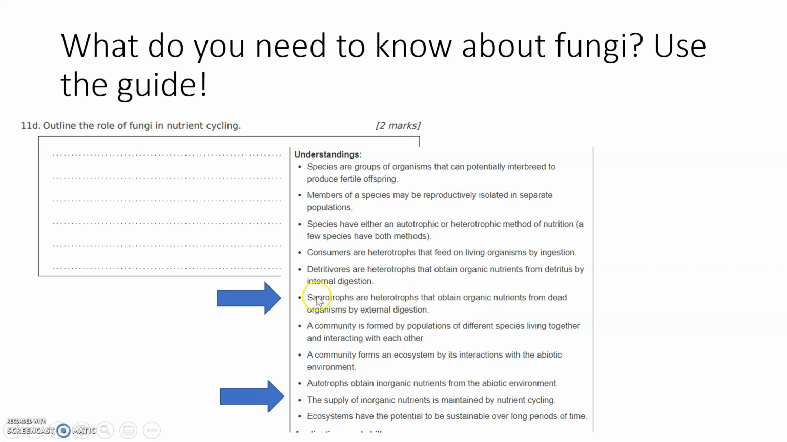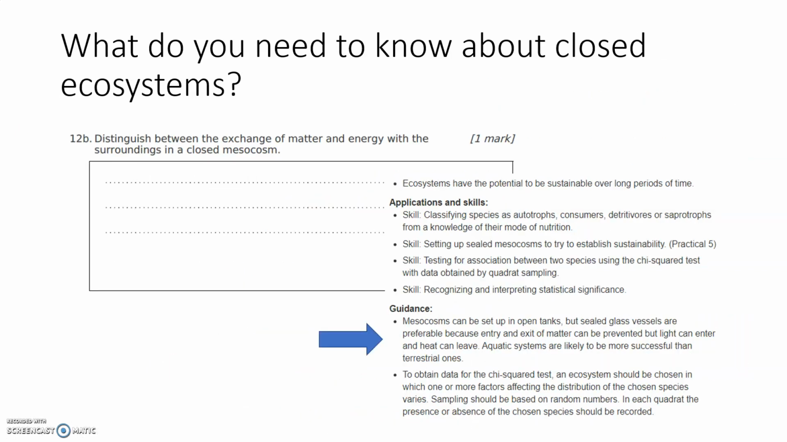They want you to show that you understand what a saprotroph is and what it does, and also that you understand that the breakdown of organic matter is important, because otherwise the inorganic nutrients wouldn't be released and couldn't be recycled in the ecosystem. So yeah. And then there's this one.